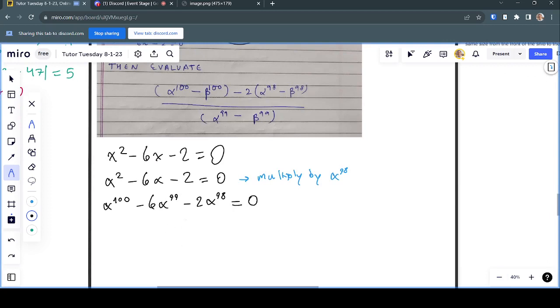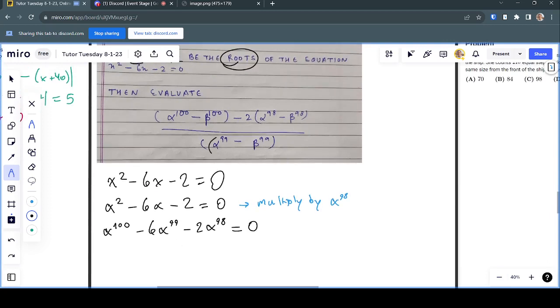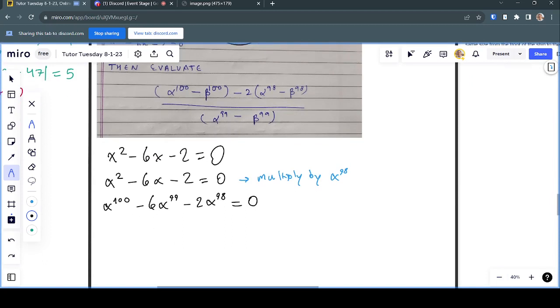So here you might be able to see where these 99s, 98s, and 100s can pop into the equation. And I can do the same thing with beta. So I could say beta squared minus 6 beta minus 2 equals 0. And then I would get something like beta to the 100th minus 6 beta to the 99th minus 2 beta to the 98th when I multiply by this factor of beta to the 98th power.